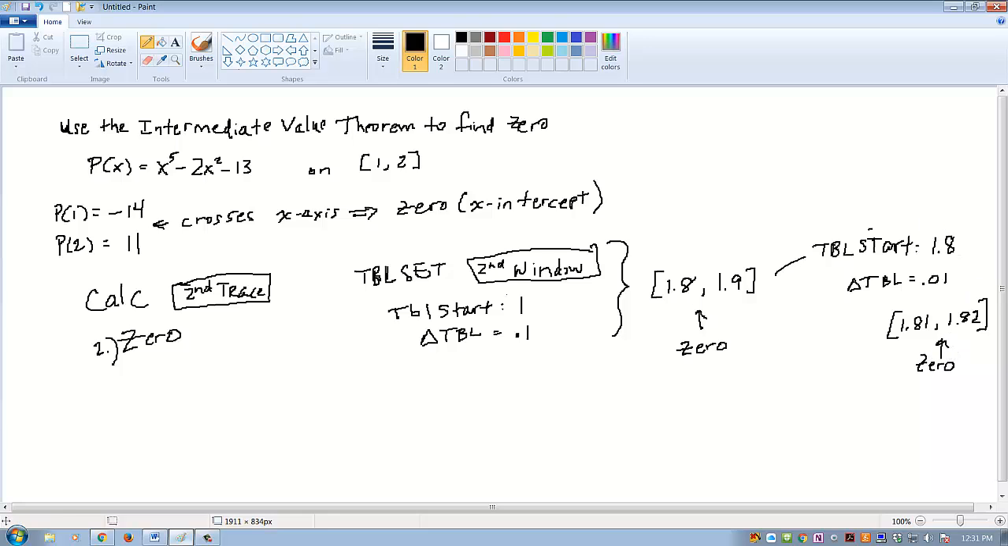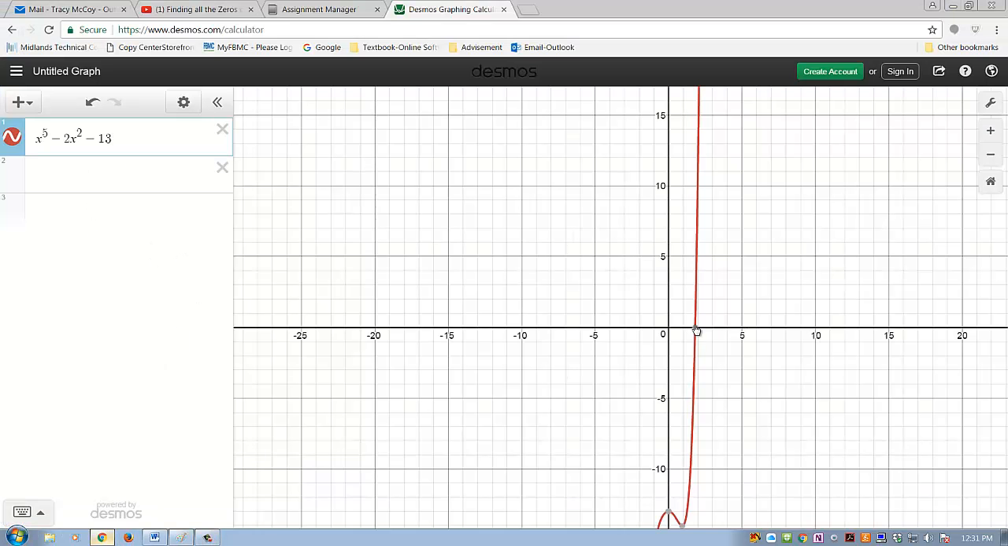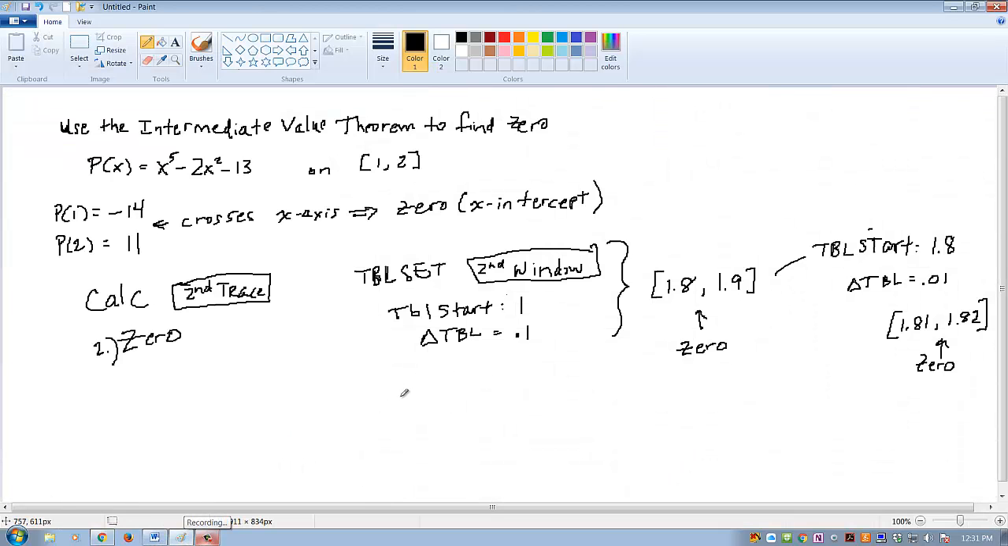Now, we saw on Desmos, it's super easy just to click on it, that this is at 1.813. So however you decide to do it, these are just some tricks of how to get it. We know that x is 1.813.